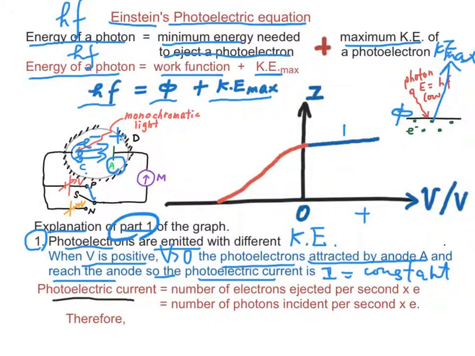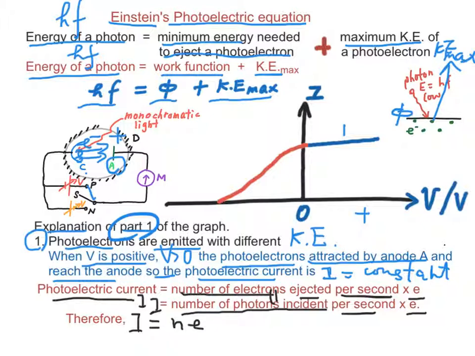Photoelectric current I equal to number of electrons ejected per second times electronic charge. Also, I equal to number of photons incident per second times electronic charge, since the number of photons incident equals the number of electrons ejected. Therefore, we have I equal to Ne, where N is the number of photons incident per second. Since N is a constant value, therefore I is constant.